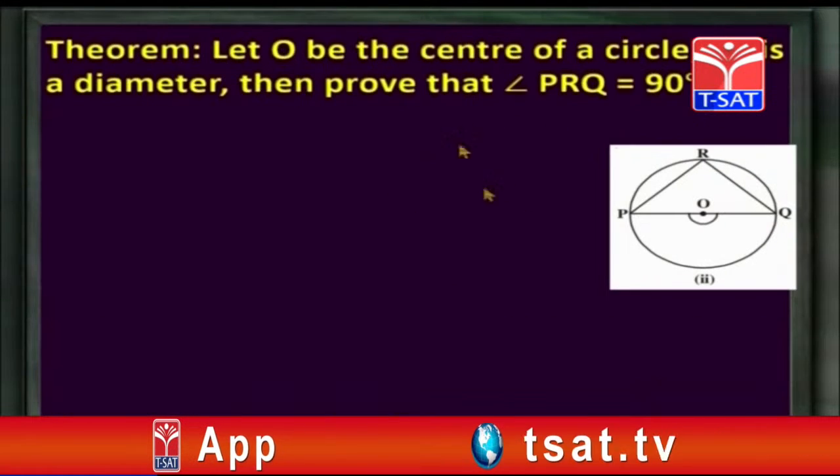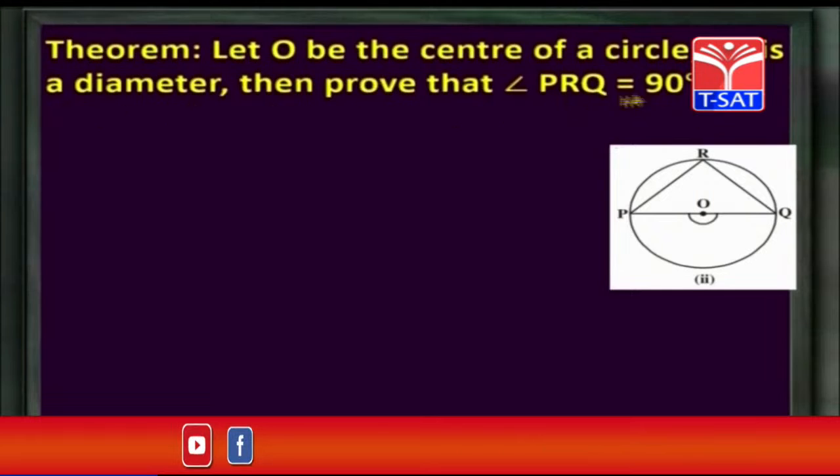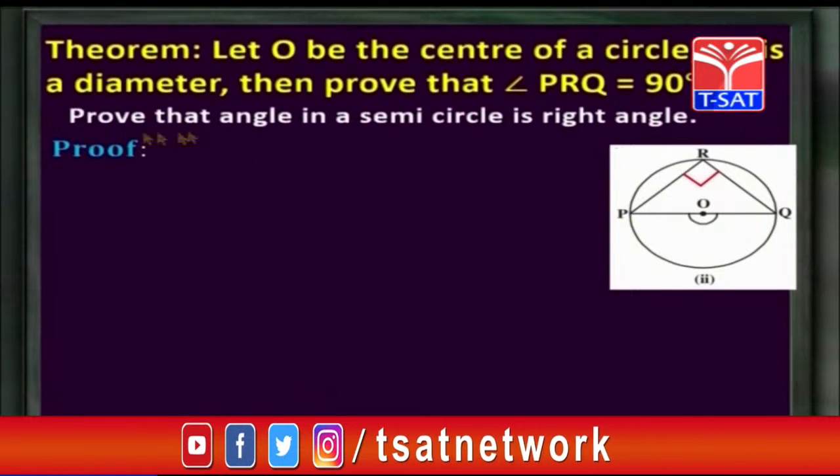Based on this, let us solve this. Let O be the center of a circle, PQ a diameter, then prove that angle PRQ is equal to 90. We can also say, prove that the angle in a semicircle is a right angle.